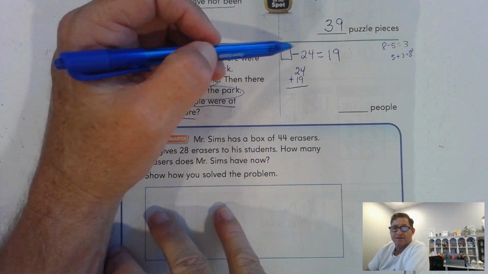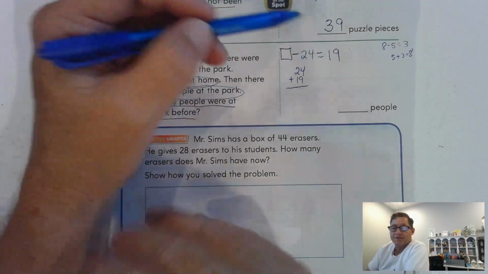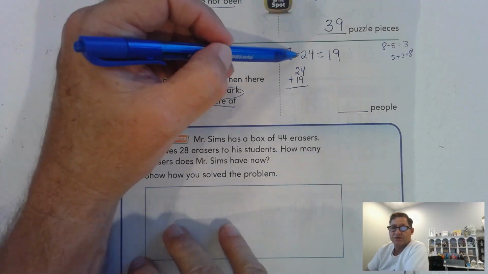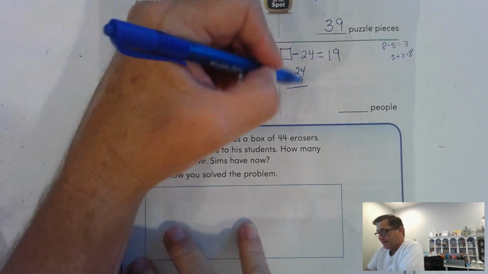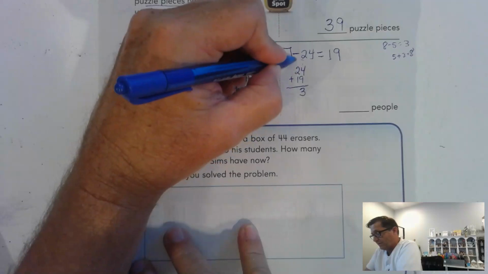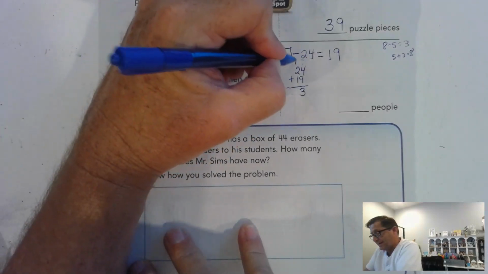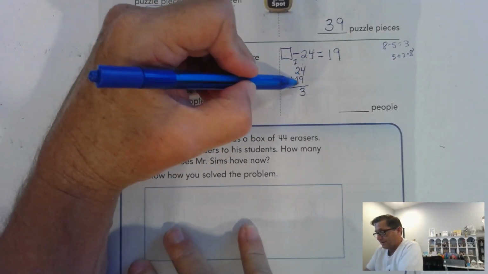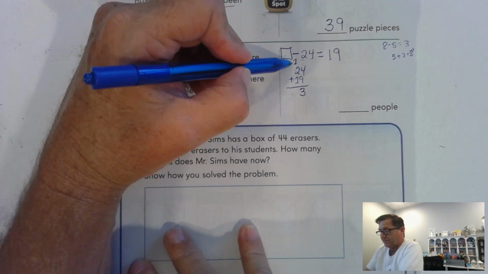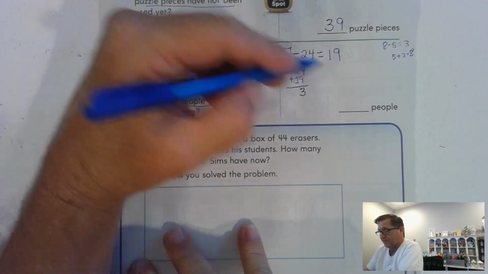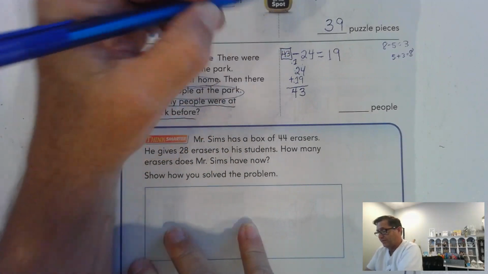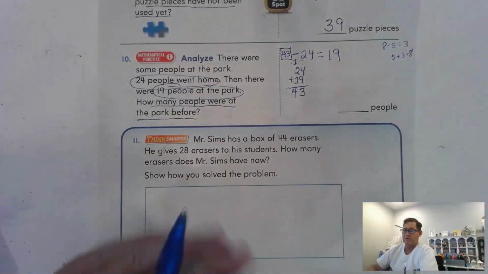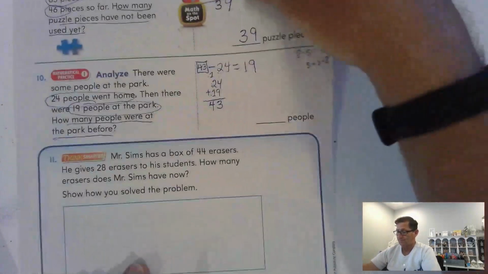And how are they related? Well, the opposite of subtraction is addition. So add those together and you'll get the missing number. 9 and 4 is 13 ones. We'll regroup that as 1 ten and 3 ones. Now we have 2 tens plus 1 ten plus another ten. So we have 4 tens. So 43 minus 24. So that's one way we could have done it.